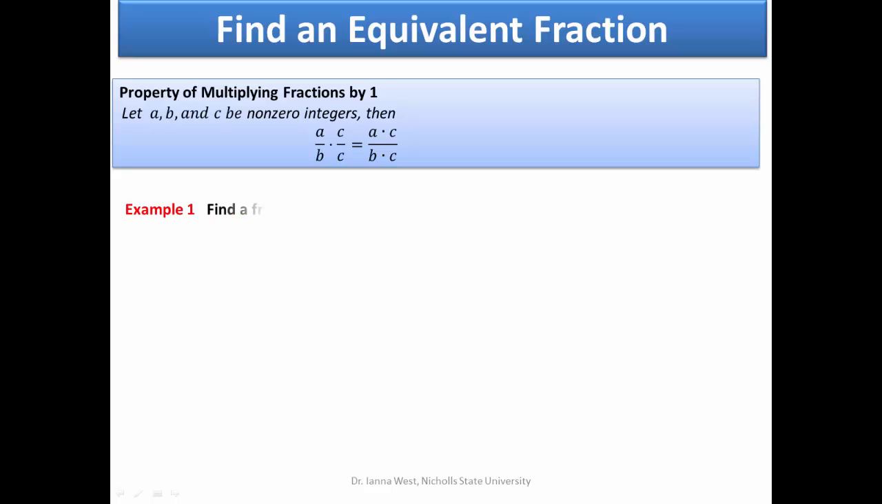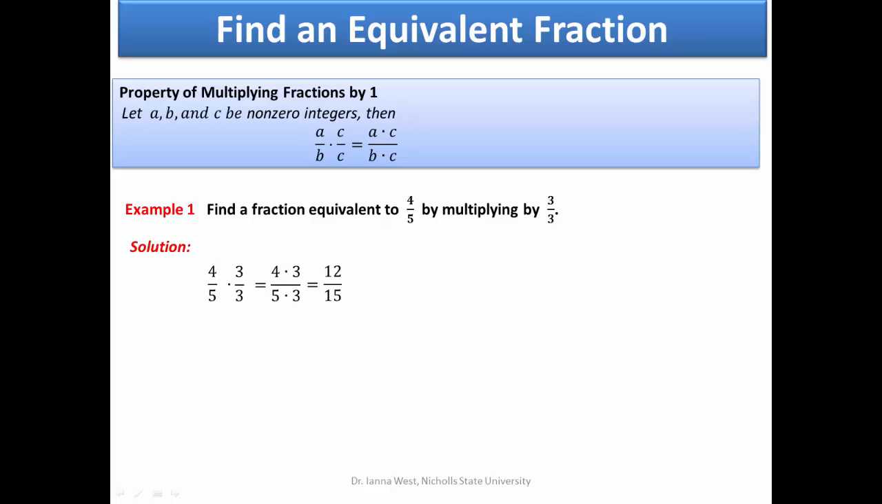We can do this as long as c does not equal 0. We will now consider an example. Find a fraction equivalent to 4/5 by multiplying by 3 over 3. We start with our reduced fraction 4/5. We multiply by 3 over 3. Multiplying the numerators and multiplying the denominators gives us 12 over 15. Notice that we have found a fraction that may be reduced. So we can view multiplying a fraction by 1 to find an equivalent fraction as the opposite of reducing the fraction.